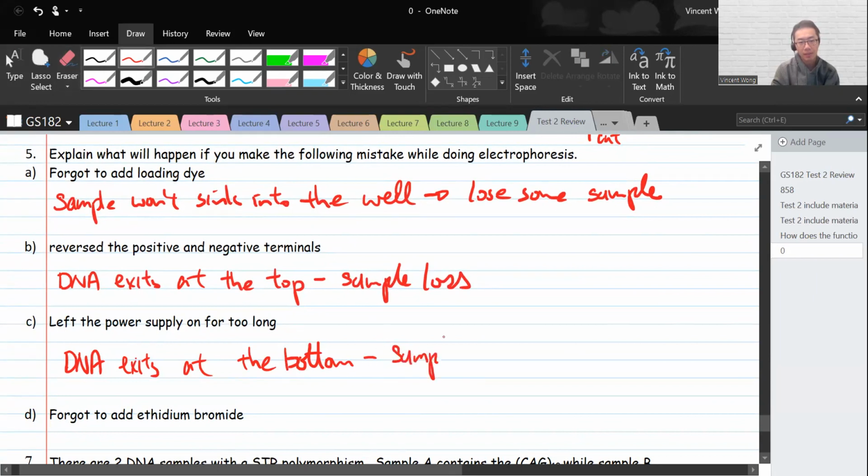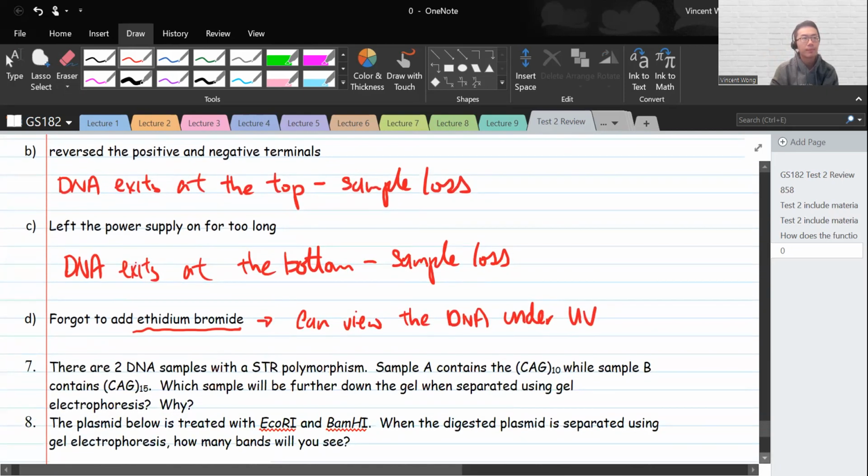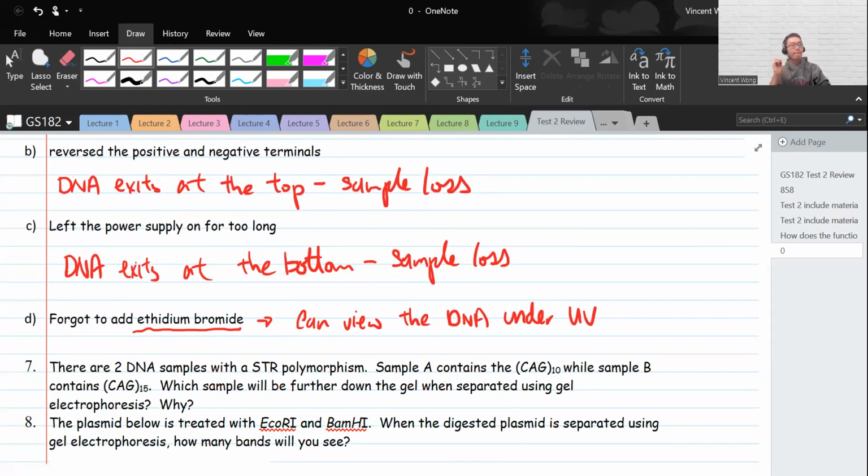Sample loss. Forgot to add ethidium bromide. This is the staining agent that makes it fluoresce under UV light, right? So if you forget to add that, this is not too bad. You just can't view the DNA under UV. That's all. Any questions?